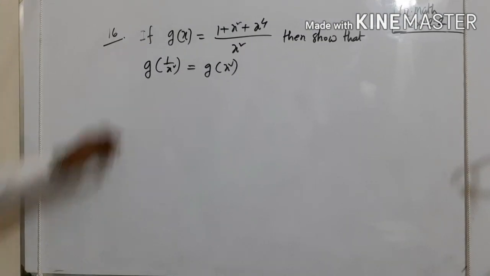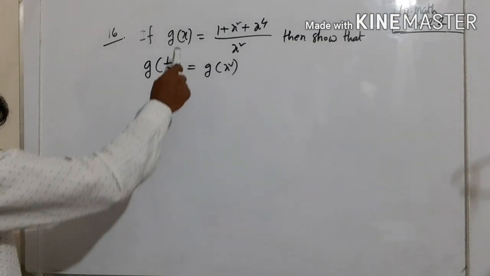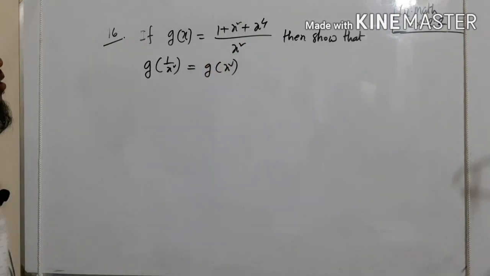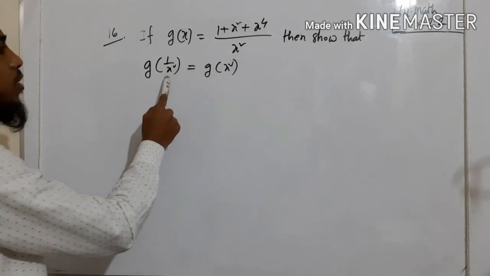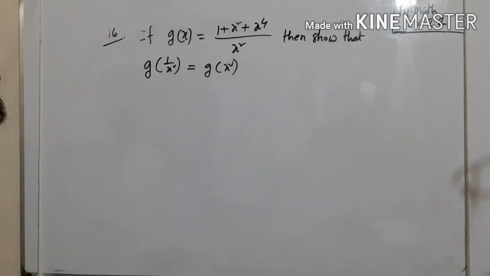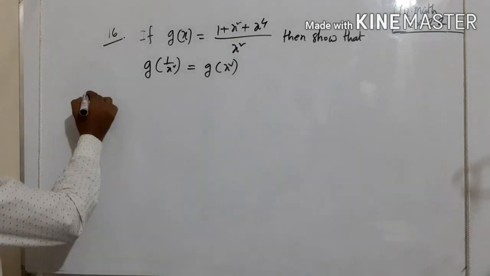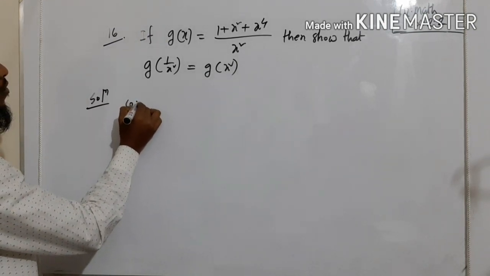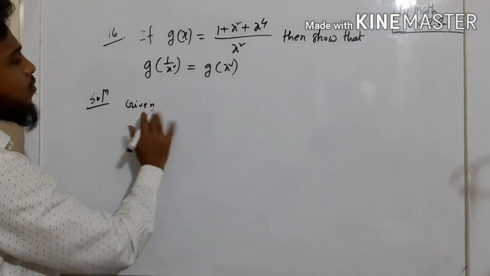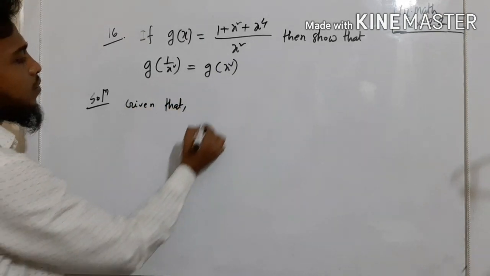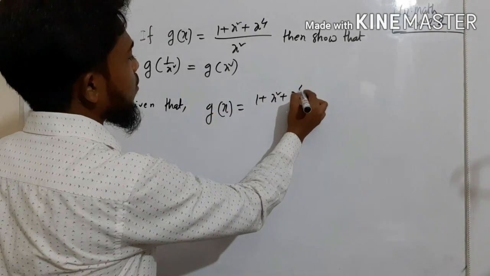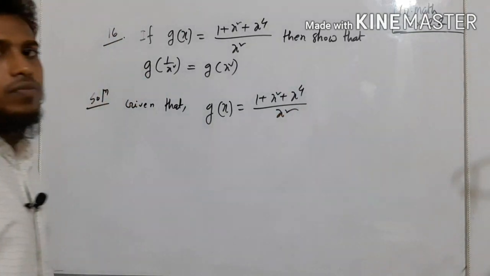This is problem 16. If g of x equals (1 plus x square plus x power 4) divided by x square, then show that g of 1 by x square equals g of x square. Now I will solve this problem. Look, given that g of x equals (1 plus x square plus x power 4) divided by x square.